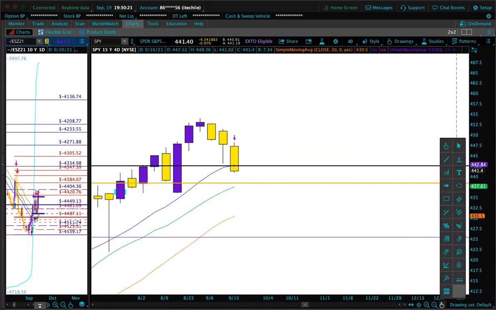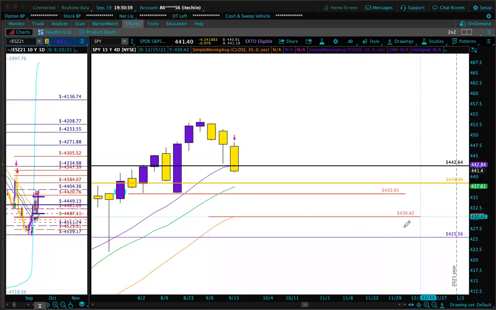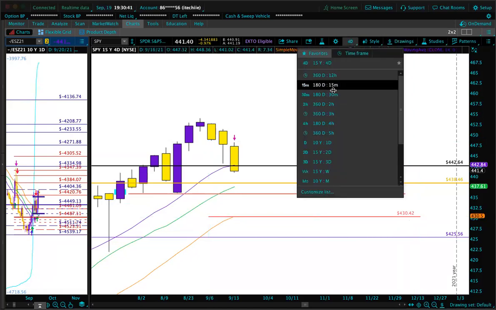I would like to see this get taken out. This candle right here from this bounce, it was like a double bottom. So if they bounce this here, this would be considered a triple bottom, but we have to pay attention to that, 435.91. Ultimate target would be here. Again, this is your 4-day.